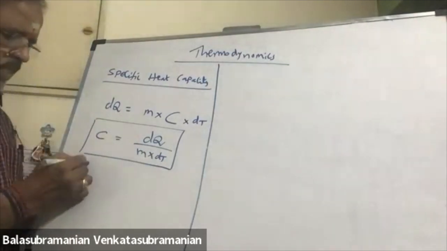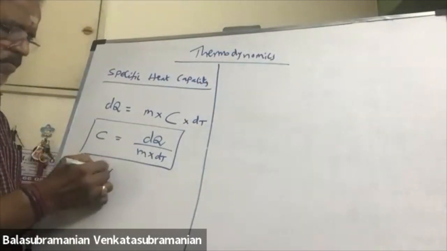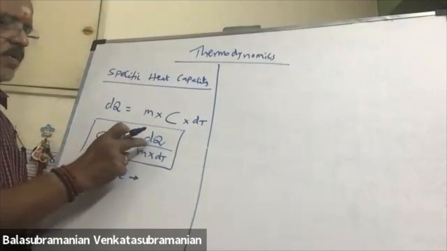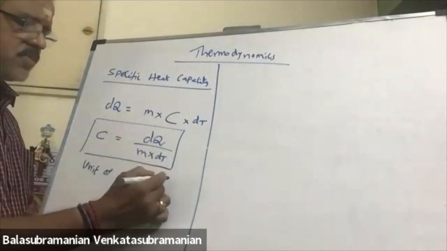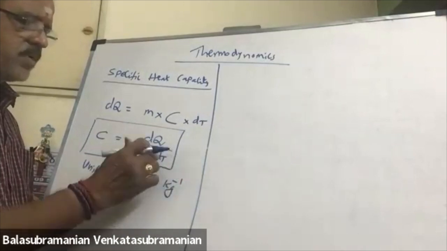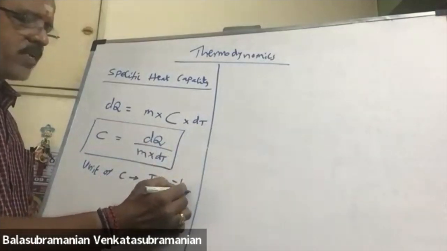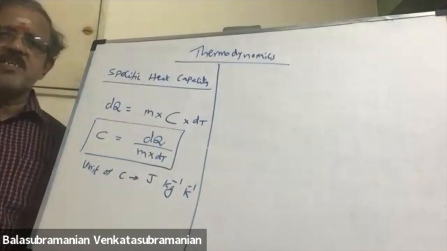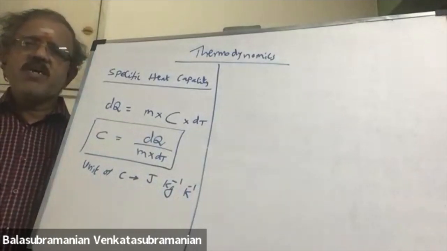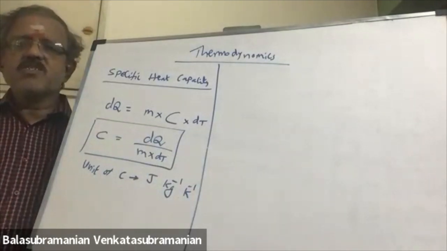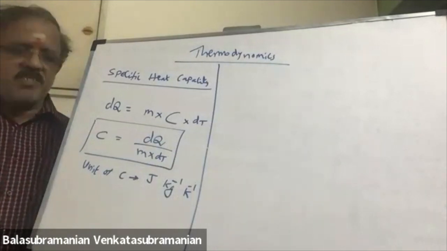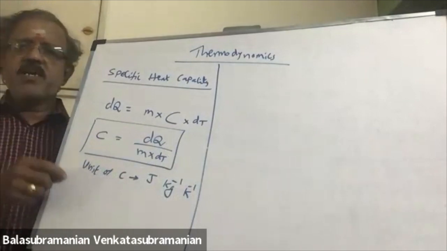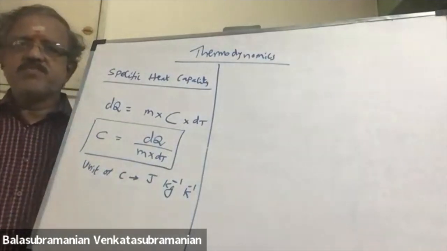So unit of C: quantity of heat in joules, mass is expressed in kilogram, temperature in Kelvin. Degree Celsius you are calculating, convert into Kelvin. 0 degree Celsius is 273 Kelvin. So unit of specific heat capacity is joules per kilogram per Kelvin.